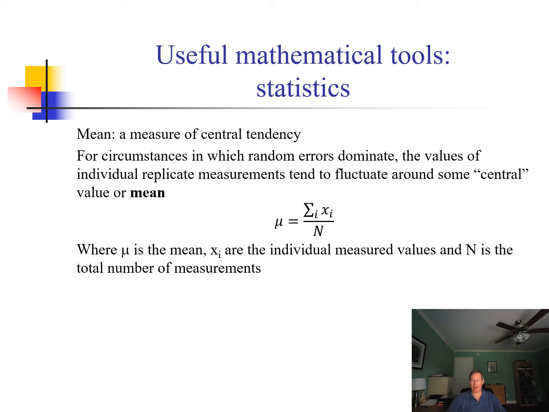And I have measures that are used in statistics. The mean is one. For example, if I look at the values that tend to fluctuate over 10 different replicate measurements, they will tend to fluctuate about some mean. I can calculate that by summing up all those values and dividing it by the number of measurements.